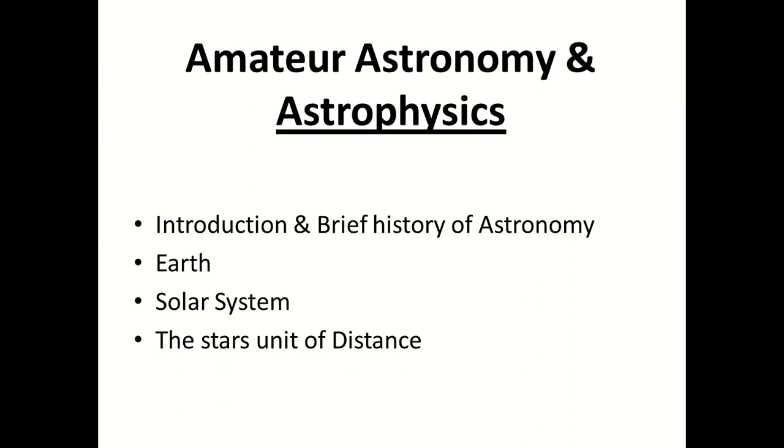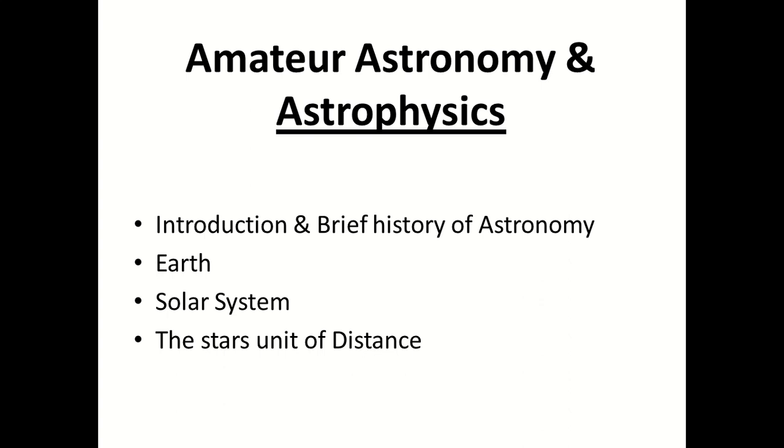The first one is Introduction and Brief History of Astronomy. Second one is the Earth. We will discuss the different parameters and properties of Earth. Then we will discuss the solar system, and finally we will discuss the stars. The units used to measure the distances to the stars, and also the life cycle of the stars are also discussed in this chapter.